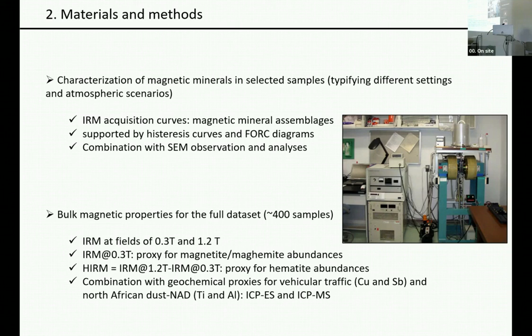So we use this IRM at 0.3 Tesla as a proxy for magnetite and maghemite abundances. They are very similar magnetically. And then we use this hard IRM parameter, which is the IRM applied at 1.2 Tesla minus the IRM applied at 0.3 Tesla. And this can be used as a proxy for hematite abundances. Now we combine, for all the samples, this data with geochemical proxies for vehicular traffic and also for the supply of North African dust.